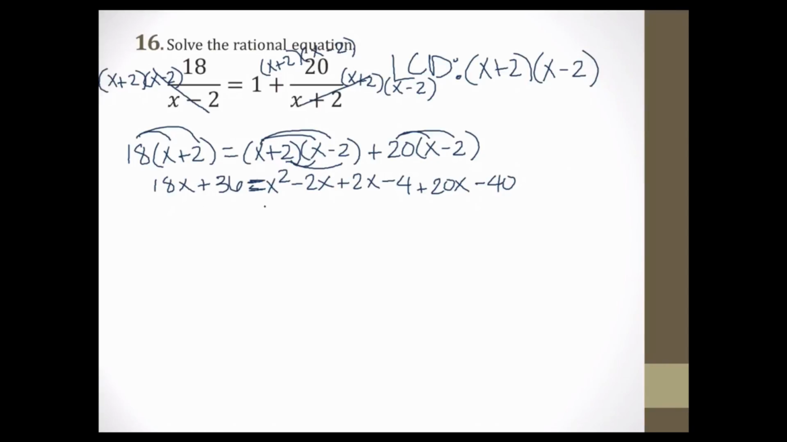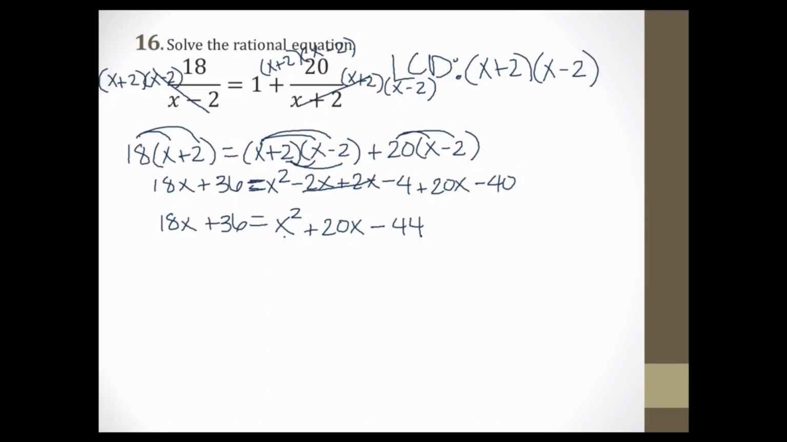On the right-hand side, I have quite a few terms I can combine. So negative 2x plus 2x actually cancels to no x. So I just have my 20x, and then negative 4 minus 40 is negative 44. So on the right-hand side of the equal sign, I have x squared plus 20x minus 44. And then I'm going to bring down the left-hand side, 18x plus 36.